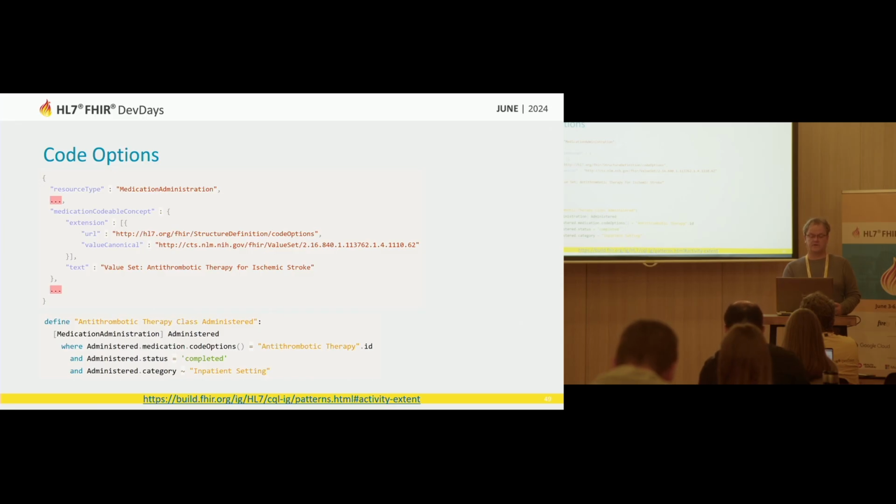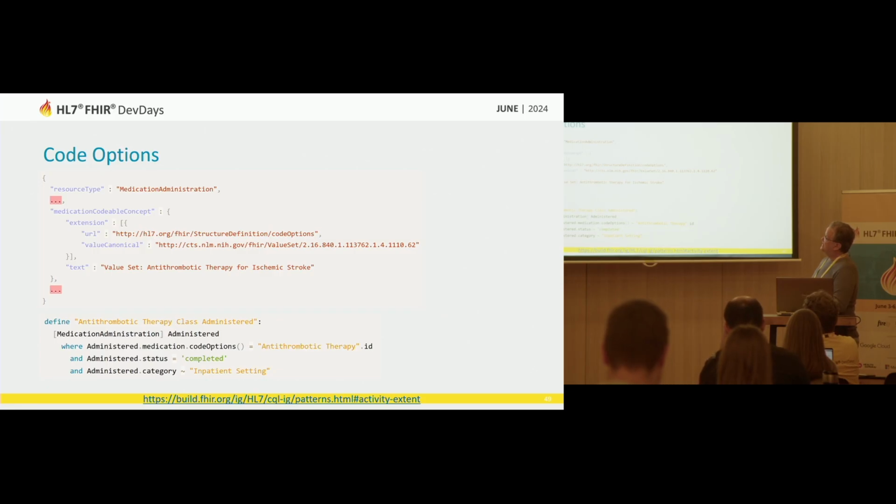There's also... Wait, did I go too far? No, I skipped that one. Okay, code options lets you say, instead of a specific code, I administered some medication in this value set, but it's not really important which one. I just administered some medication in this value set. And so the text of that is value set antithrombotic therapy for ischemic stroke. And this extension, code options, actually points to a value set.